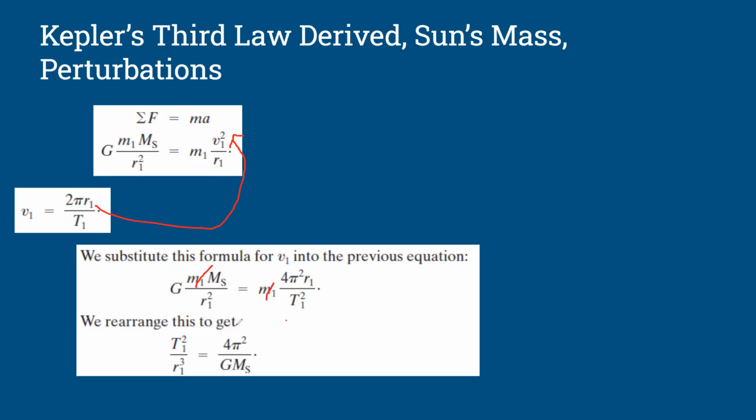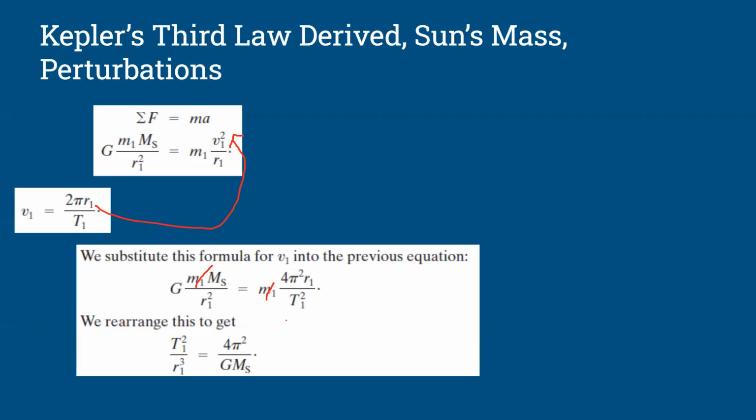And then we rearrange this so we can cancel M1, because it appears on the opposite sides, and you can divide it and you'll get 1. So T1 squared over R1 cubed. It will become cube if you've noticed here. And then 4 pi squared. So yes, you will have this equation.